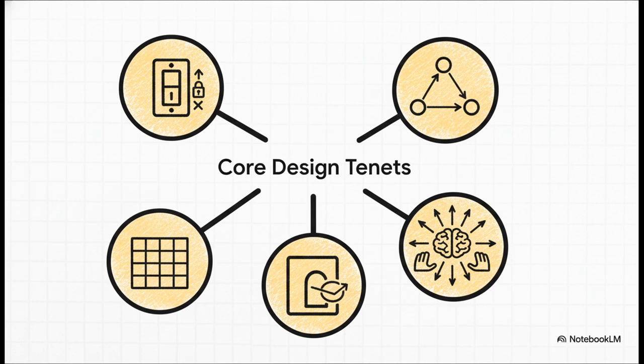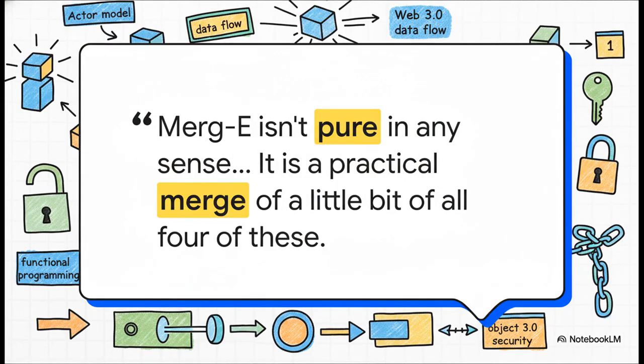And, crucially, it has this model where the runtime, not you, the programmer, gets the final say on parallelism. And this quote here really gets to the heart of it. The language isn't trying to be academically pure. It's a pragmatic blend of ideas from the actor model, data flow, functional programming, and object capabilities, all of it tailored for one job: building secure Web 3.0 data flow pipelines.